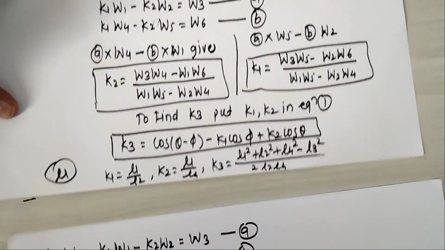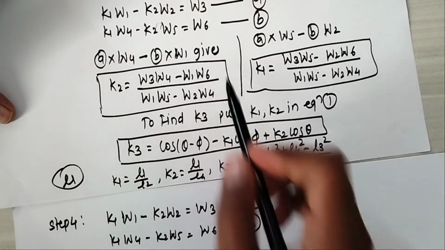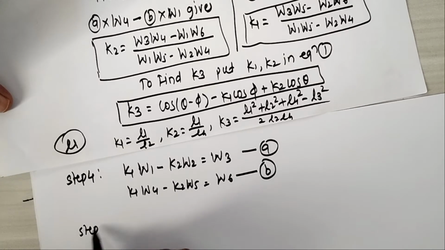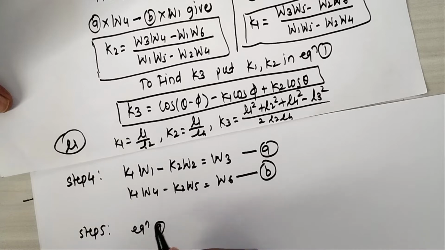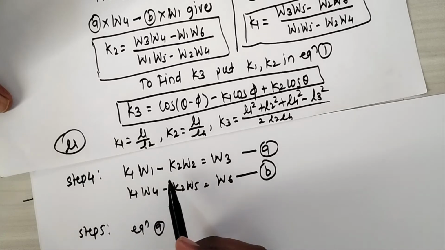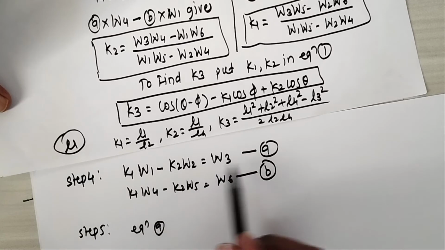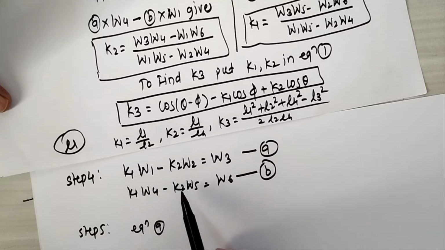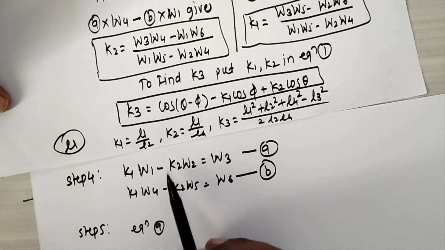Like this. So we have these two equations. Solve these two equations. So in step 5, you have to solve these equations. Equation A, see what we are solving, I just need to find K2. So to find K2, cancel K1. And how can I cancel K1? Just multiply equation A by W4, multiply equation B by W1 and subtract B from A, we get K2, and vice versa for K1.